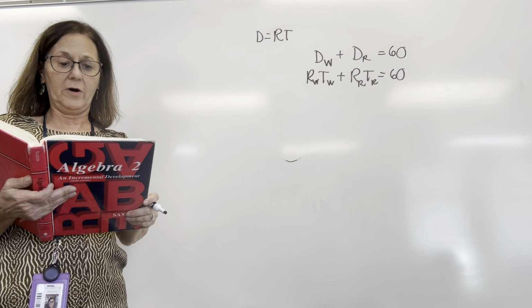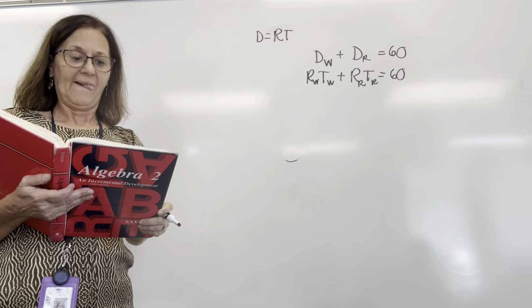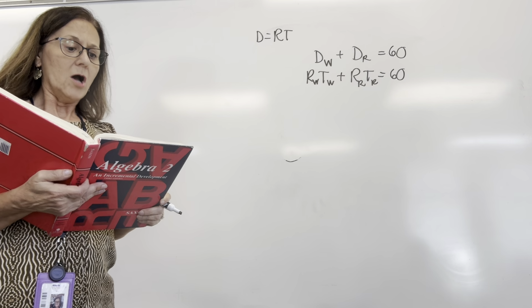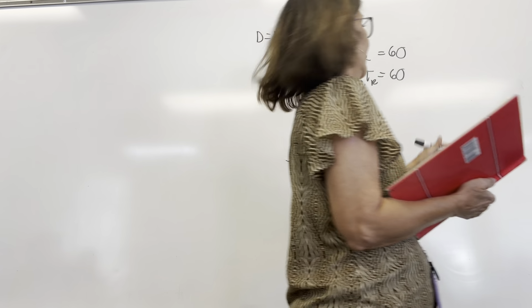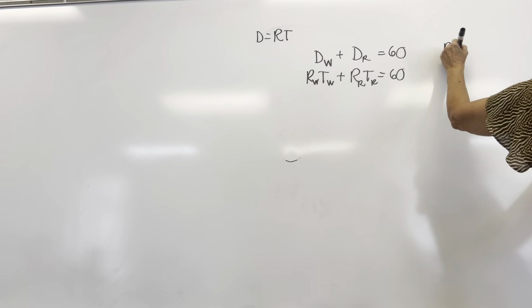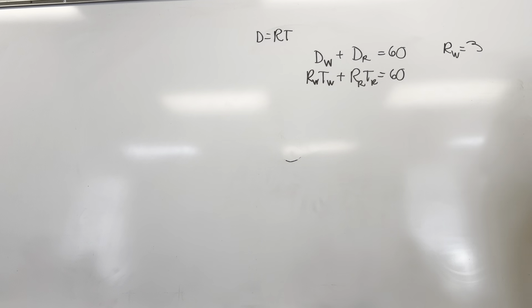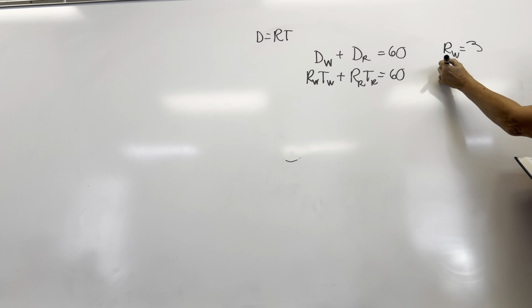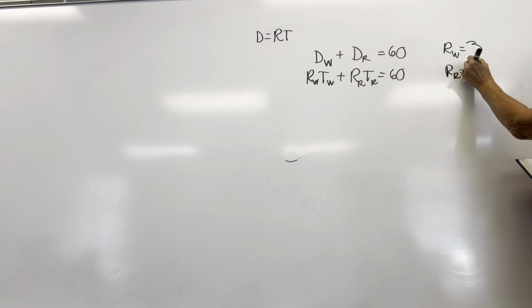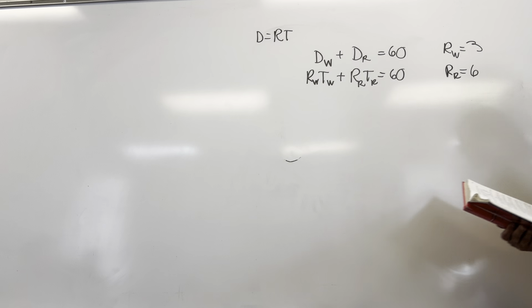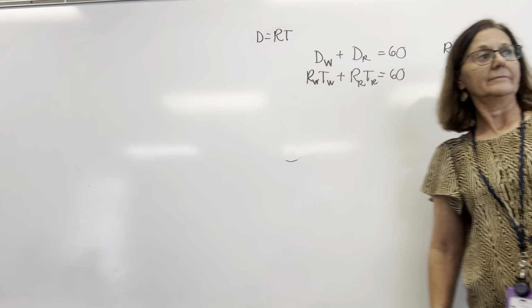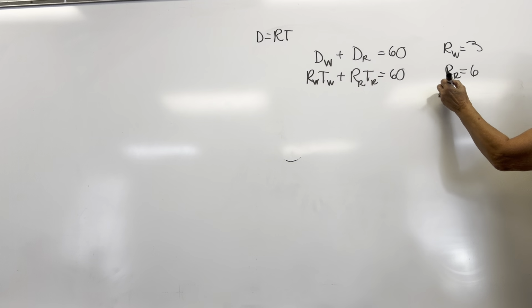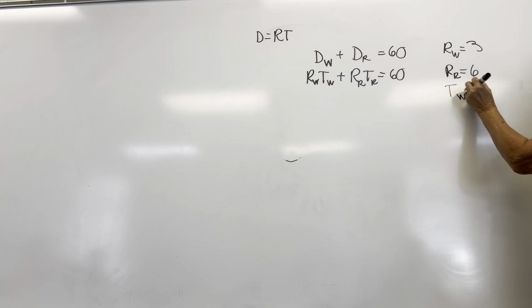Now it's going to give us some more information. He walked at 3 miles per hour. What is that? That's a rate. That's the rate walked, right? Equals 3. And he rode at 9 miles per hour. What's that? That's the rate of the ride, which is 9. If the total time of the trip was 8 hours, what's that? That's TW plus TR equals 8.